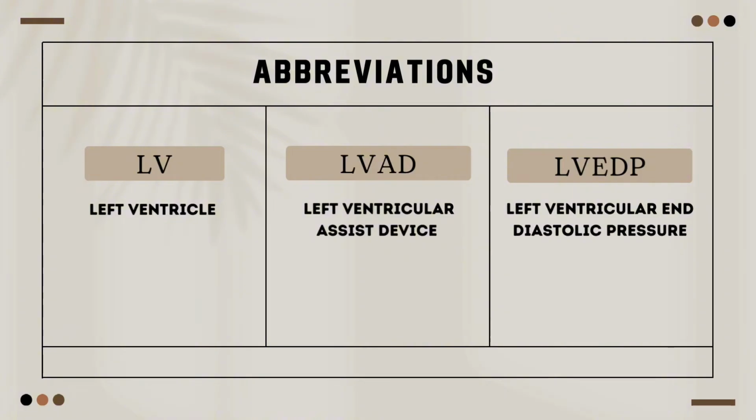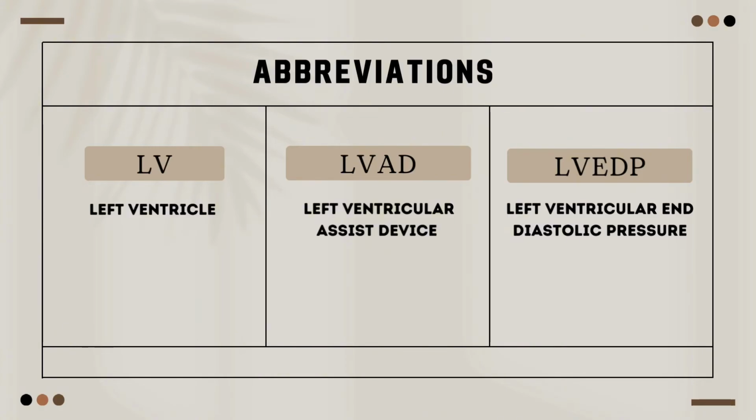Next, we have the LVAD, or the left ventricular assist device. A left ventricular assist device is a mechanical pump implanted in the chest to support the pumping function of the left ventricle of the heart. It also helps circulate blood throughout the body, providing assistance when the heart is unable to pump adequately on its own.